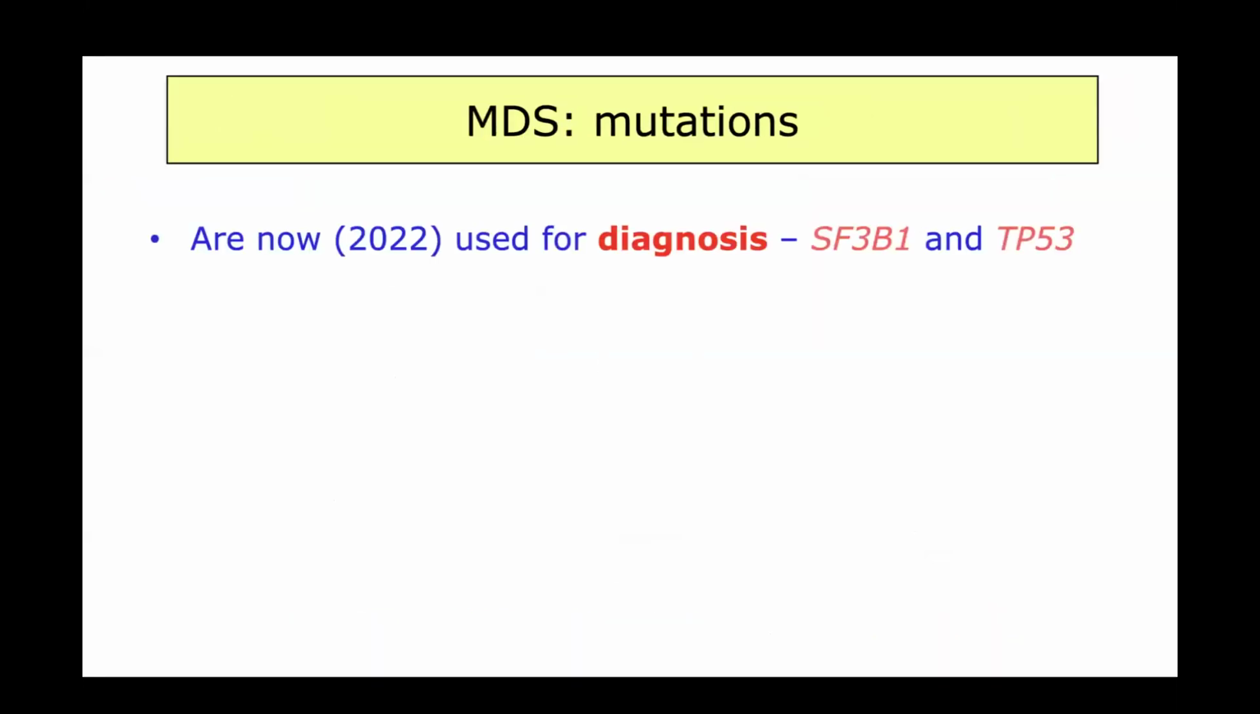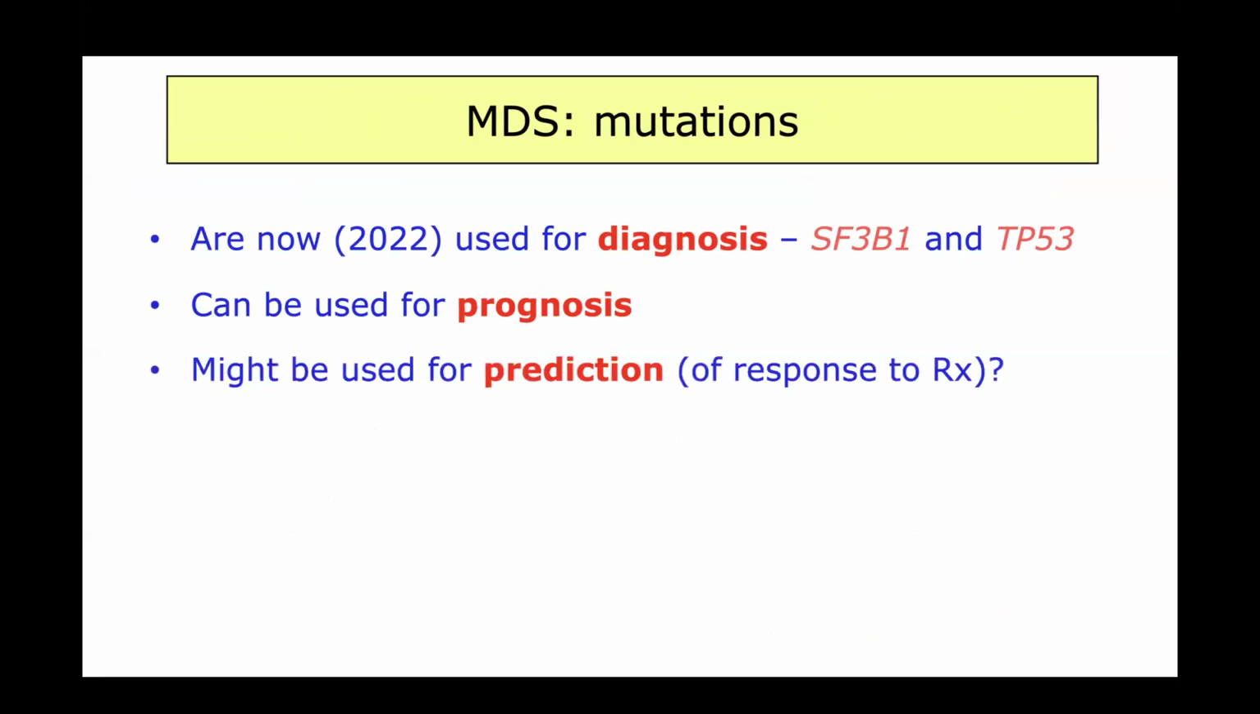So as of 2022 or 2024, nothing's changed since then. We use for diagnosis mutations of SF3B1 and TP53. They can also be used for prognosis, as I've highlighted.